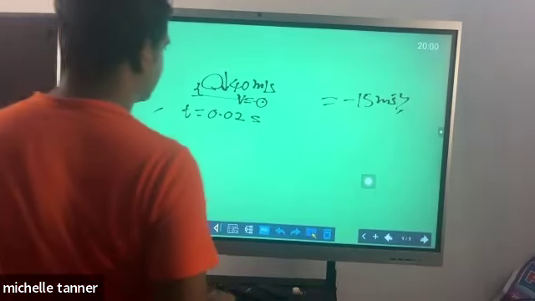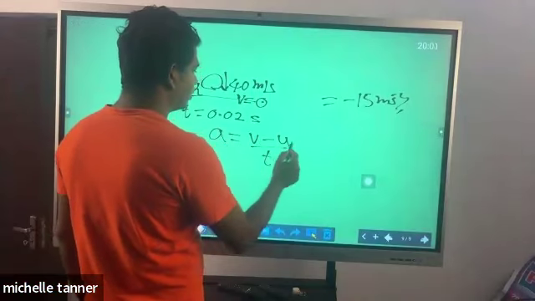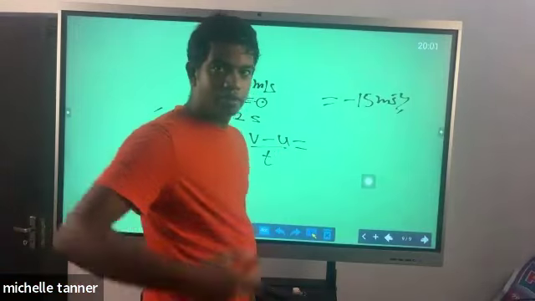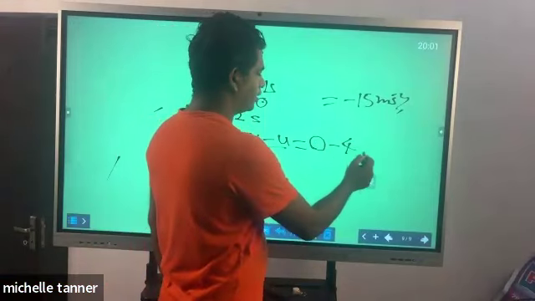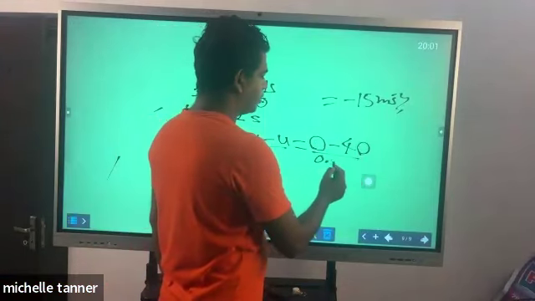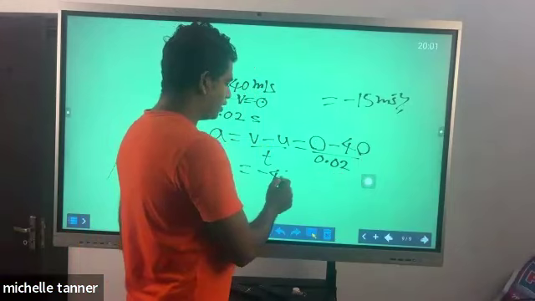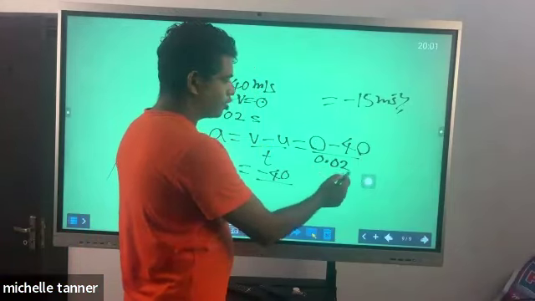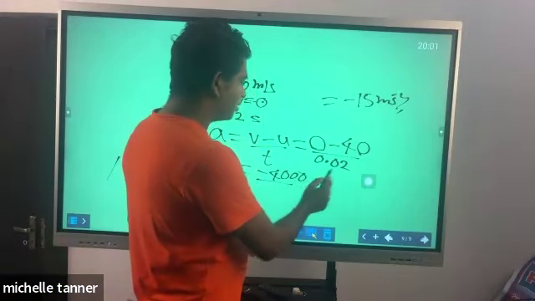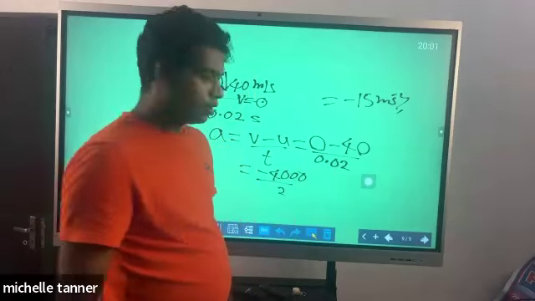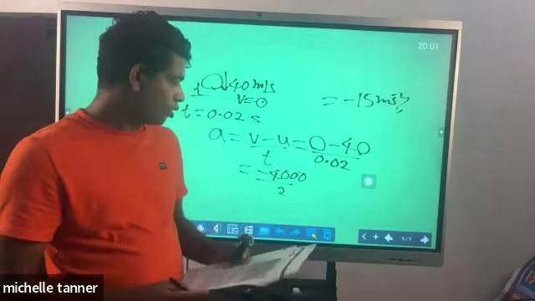Again, acceleration equals change in velocity over time. The final velocity is 0 when the object hits the ground, minus initial velocity 40, divided by time 0.02. The simplification: minus 40 divided by 0.02. There are two decimals, so you can multiply by 100, then 0.02 becomes 2. Minus 4,000 divided by 2 means minus 2000.